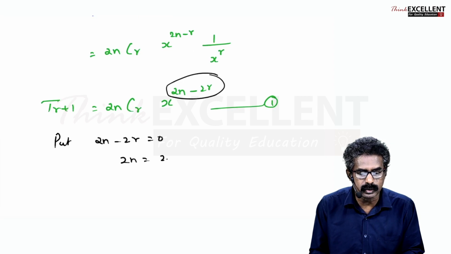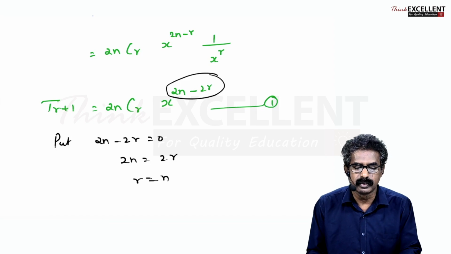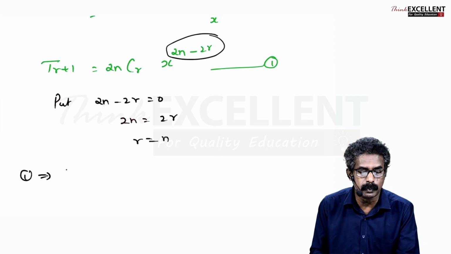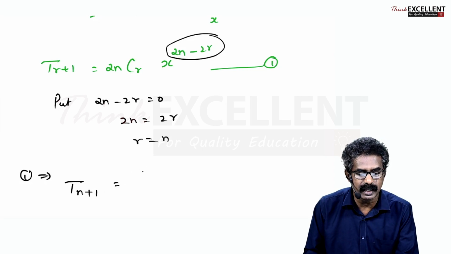2n is equal to 2r. Cancel 2, you are getting r is equal to n. So substitute in the first equation. Wherever r comes, you put n. So Tn plus 1 equal to, for r, you put n.